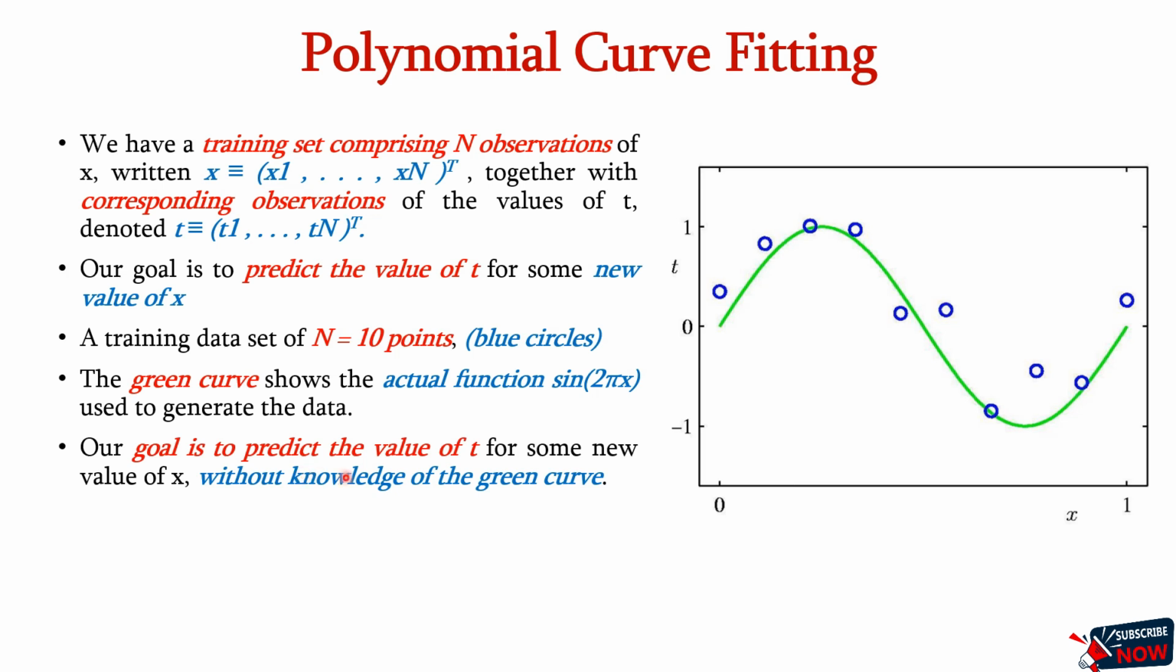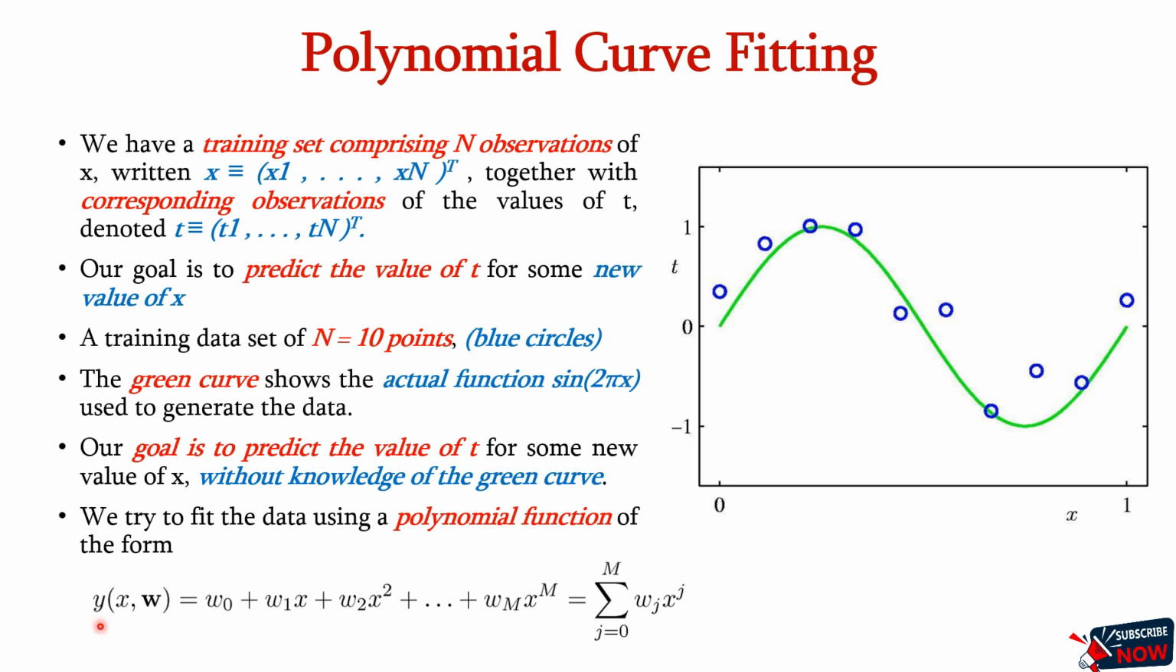Our objective here is to predict the value of t for some new value of x without the knowledge of this green curve. We can try to fit the data by using the polynomial function of the form y(x, w), which is represented as w0 + w1x + w2x² up to wm x^m. In short, we can represent this as the summation of wj x^j, where j is equal to 0 to m. Here w0 is a constant and w1 to wm are the coefficients or weights which are used to scale the input features.